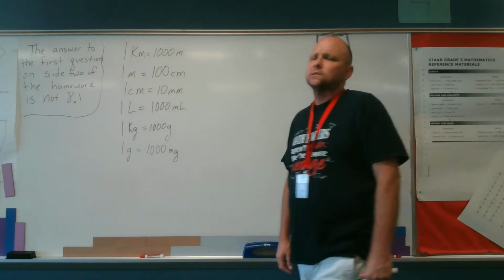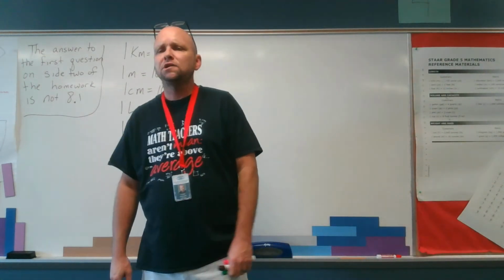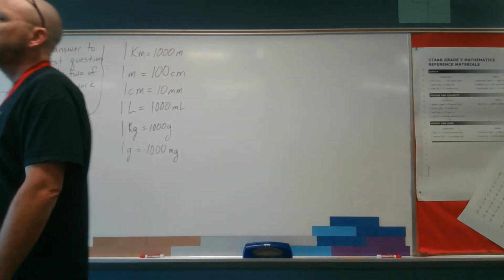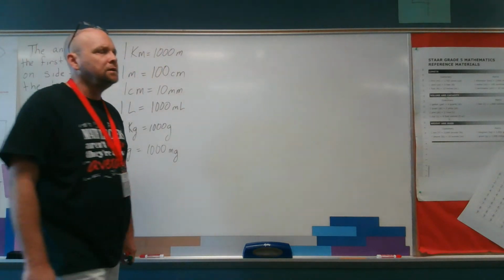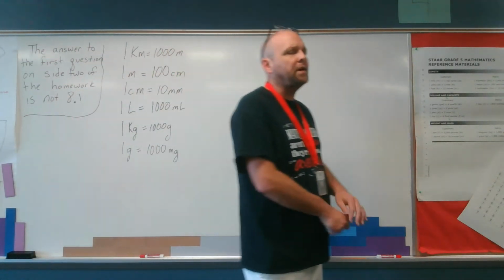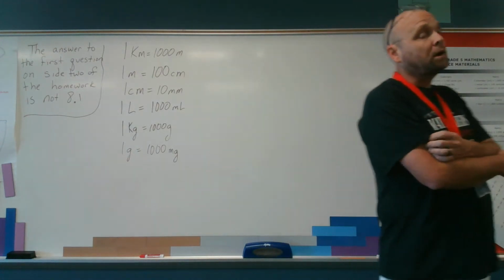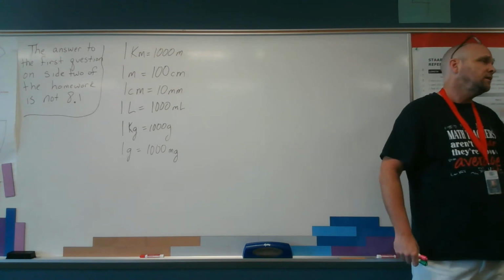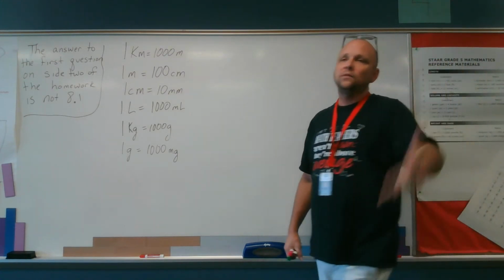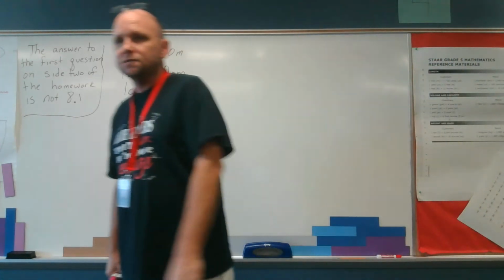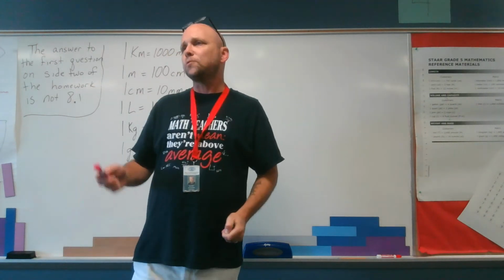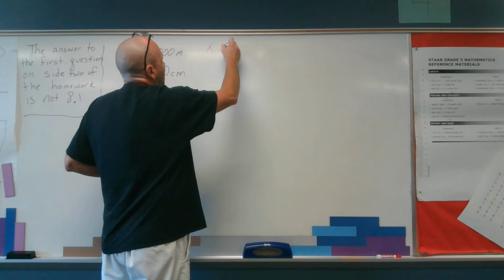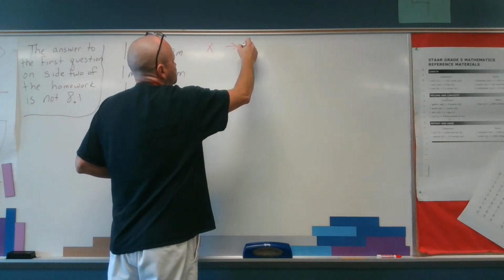The metric system is much easier than the customary system. The metric system involves multiplying by powers of 10. What are powers of 10, you ask? Powers of 10 are 10, 100, 1,000, 10,000, and if you're multiplying by a power of 10, your decimal point moves this direction.